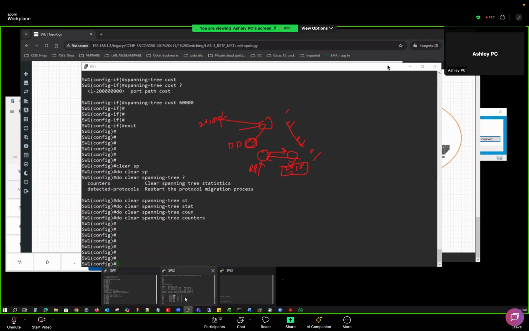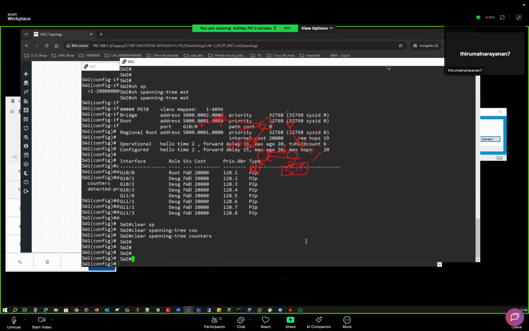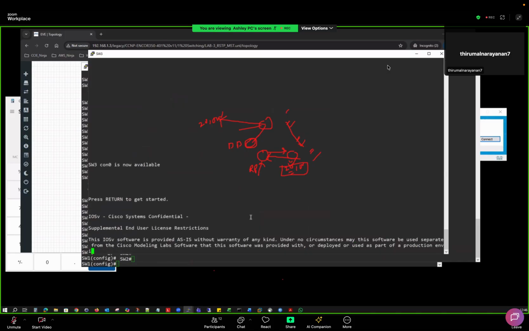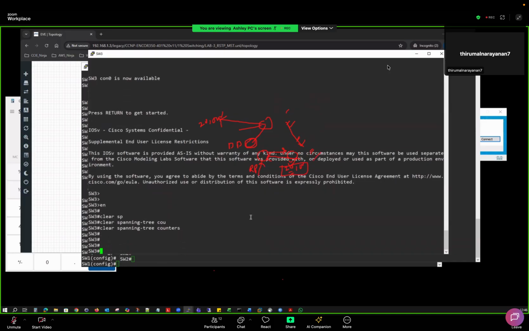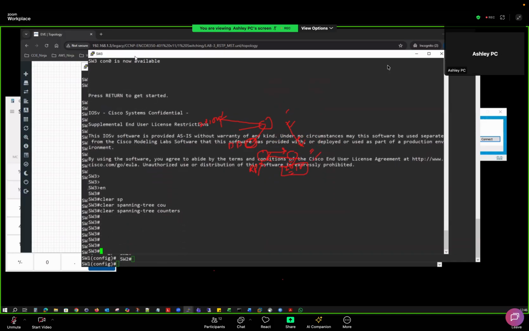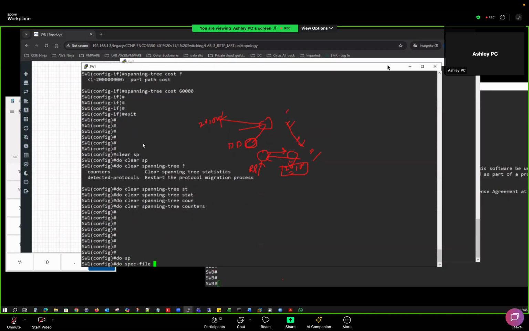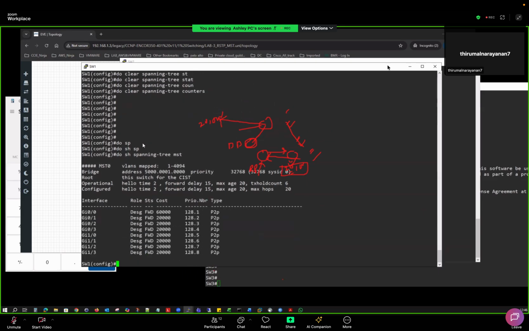I'm going to the switch 2. What is going to happen, guys? So, spanning tree MST. What is the cost? 60,000.